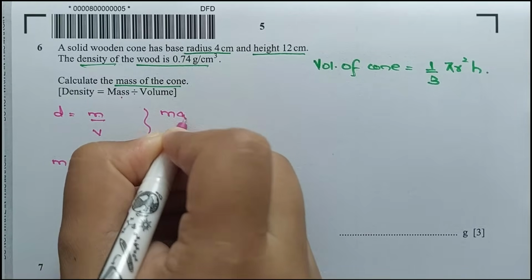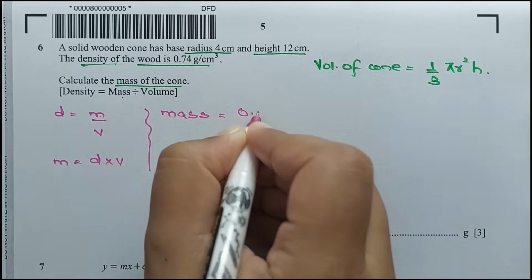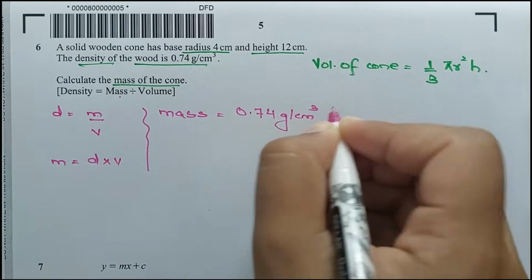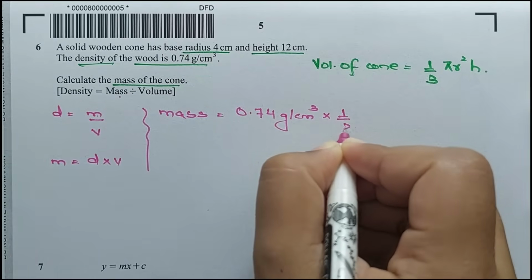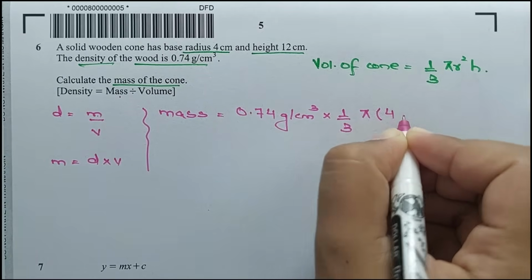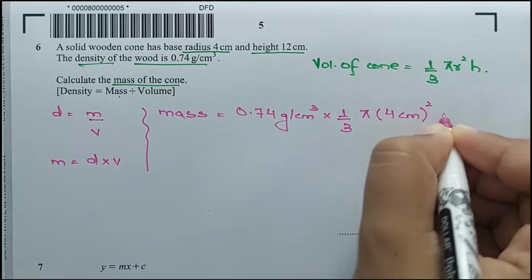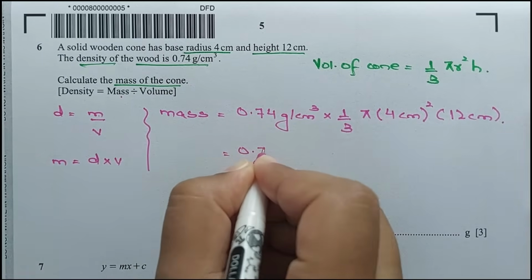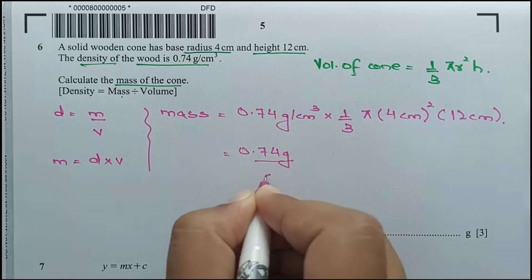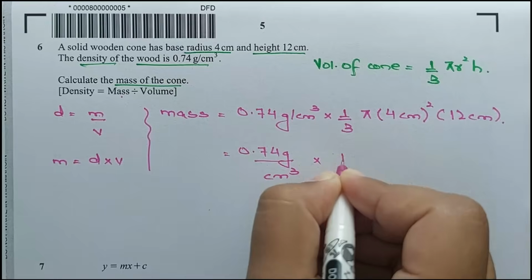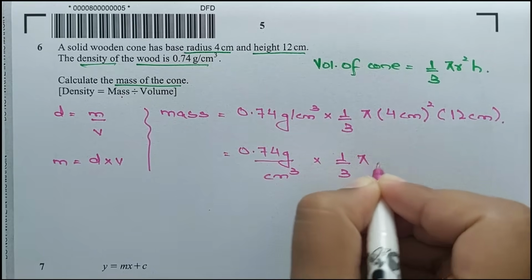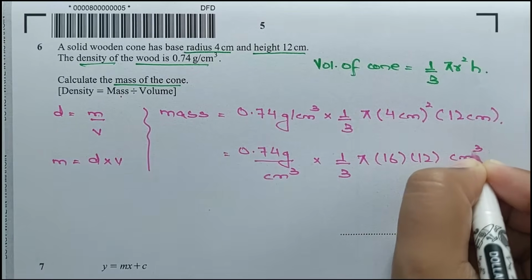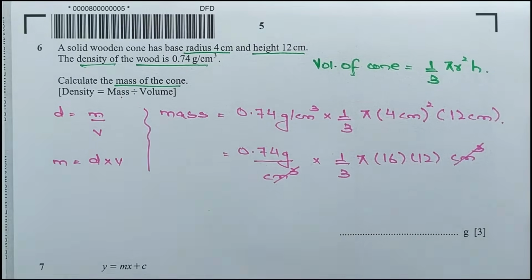Okay, so the mass is going to be, the density is 0.74 gram over centimeter cube. Multiply by the volume, which is 1 over 3 pi, radius is 4 centimeter, it's square, and the height is 12 centimeter. So this is 0.74 gram over centimeter cube, multiply 1 over 3 pi, 4 square is 16 times 12, and we have centimeter cube. So it is cancelled out. We are just left the answer in grams.